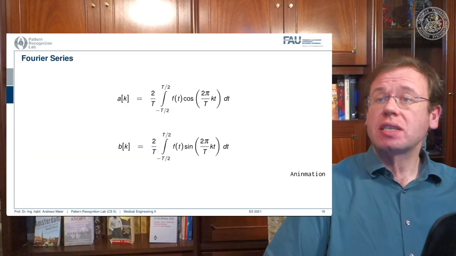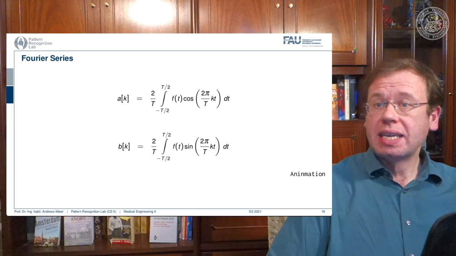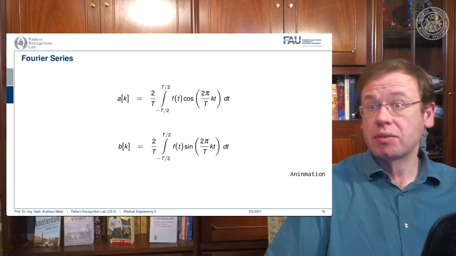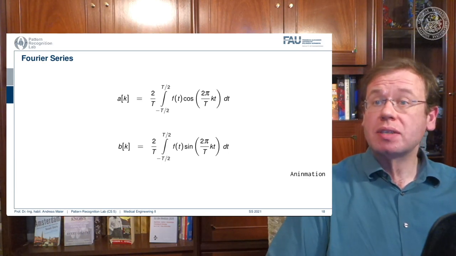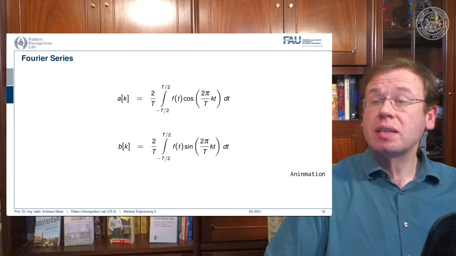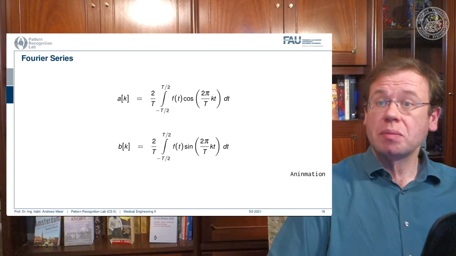Now, a key question is, how can we actually compute those a_k and b_k? Now, a_k is determined as an integral from minus half the period length to plus half the period length. And then you have essentially a pointwise multiplication of the function with the respective cosine wave of that particular frequency. The same is true for the b_k's.